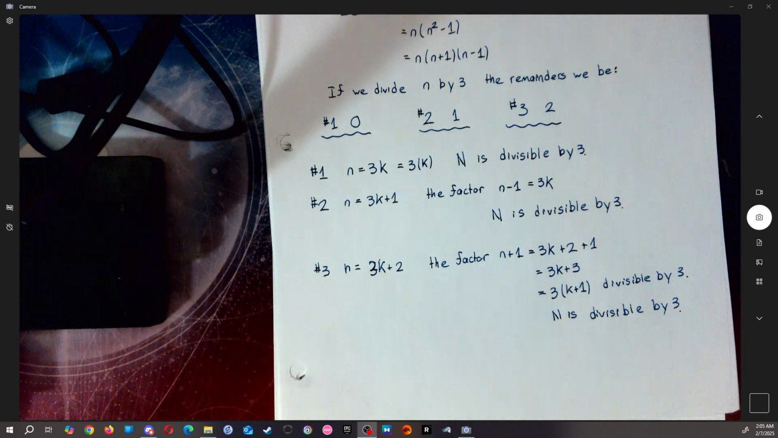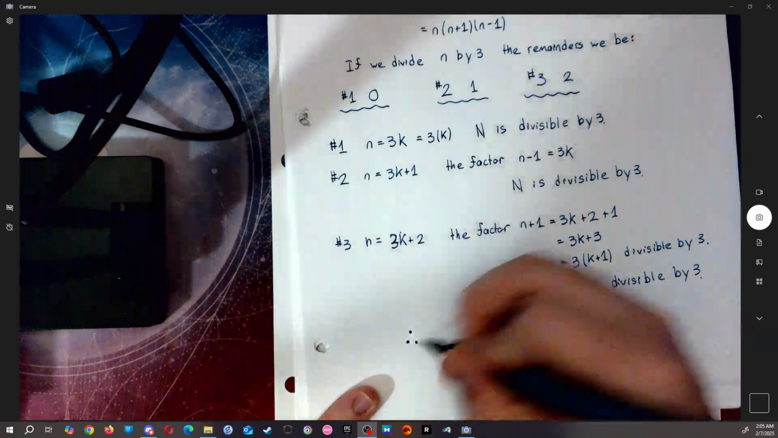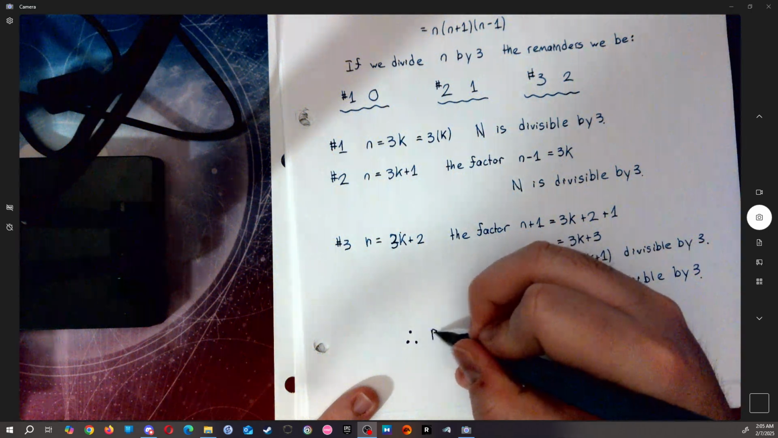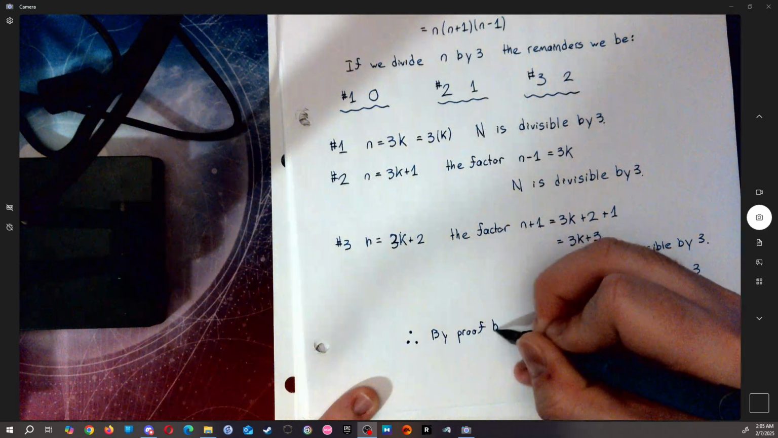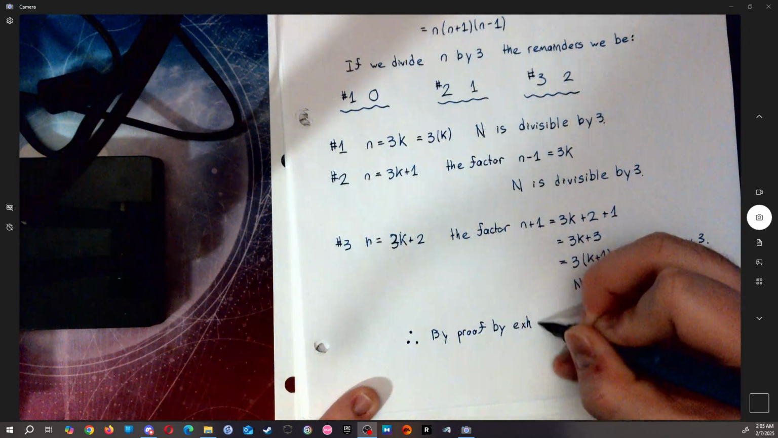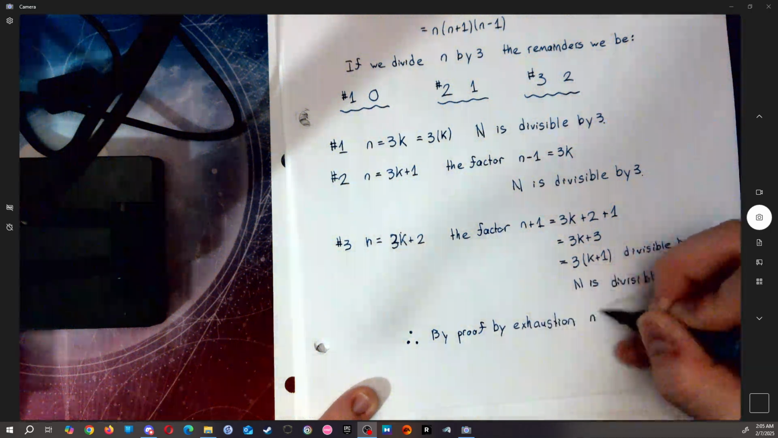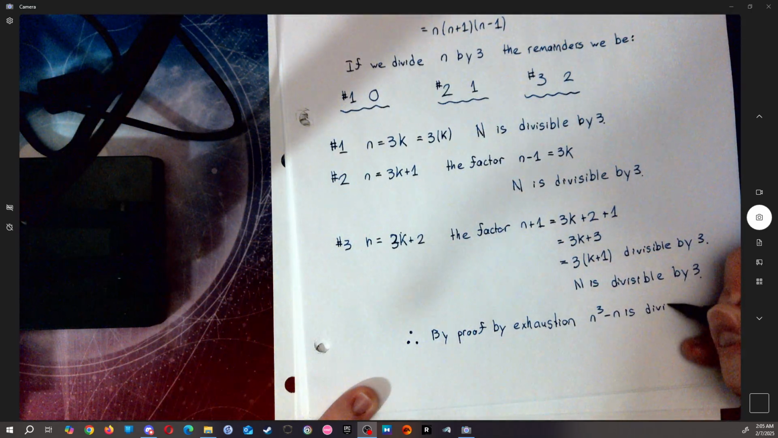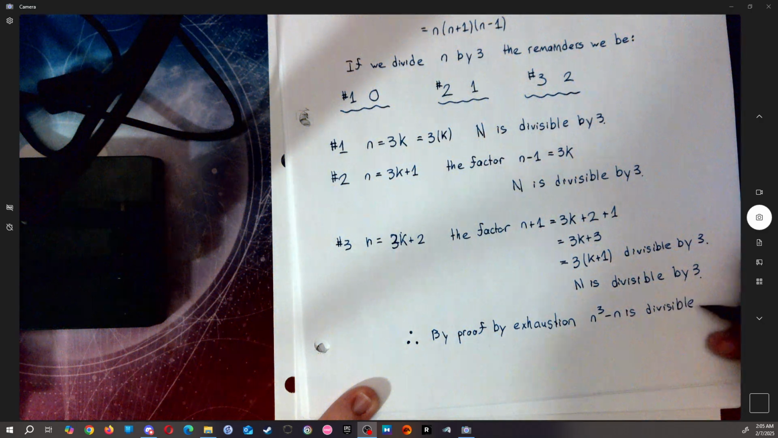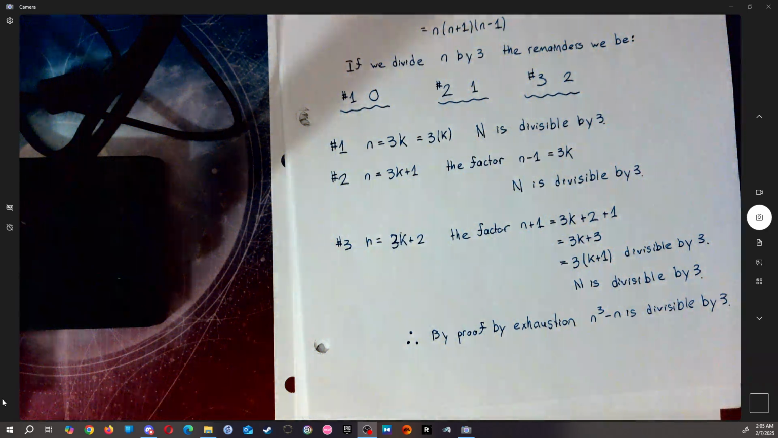Okay, hopefully nice and straightforward. And now just at the end, I'm going to write a nice statement. Therefore, by proof by exhaustion, n cubed minus n is divisible by 3. Okay? All right.